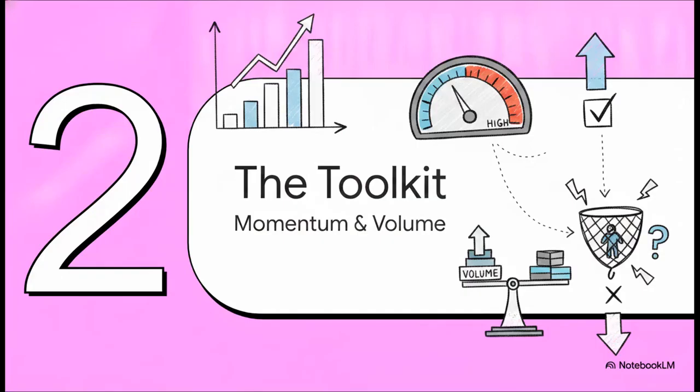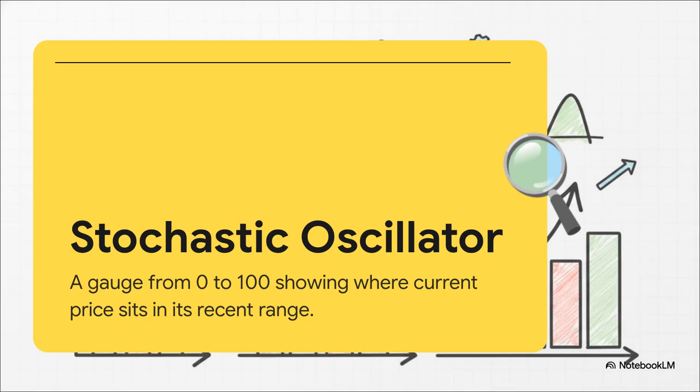Section 2. The Toolkit. Momentum and the Lie Detector. Let's pivot to the next set of tools that help us gauge momentum and validate whether a price move is actually genuine. First up is the stochastic oscillator. Don't let the fancy name intimidate you. It's simply a momentum gauge that oscillates on a mathematical scale from 0 to 100, showing you exactly where the current price sits within its recent historical range. A 0 means we're at the absolute bottom of that recent range, and 100 means we're at the very peak.